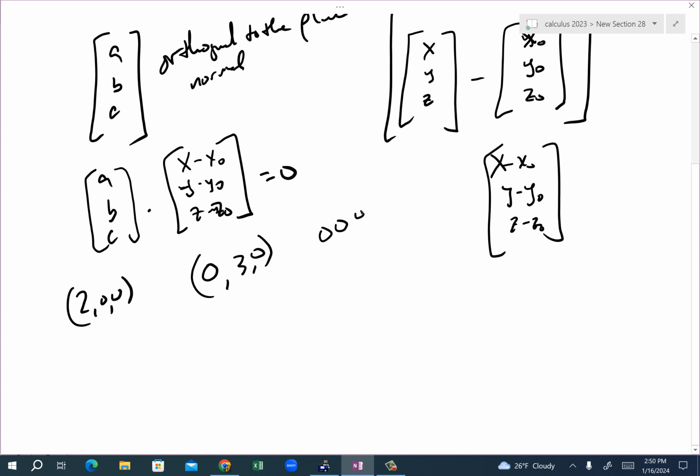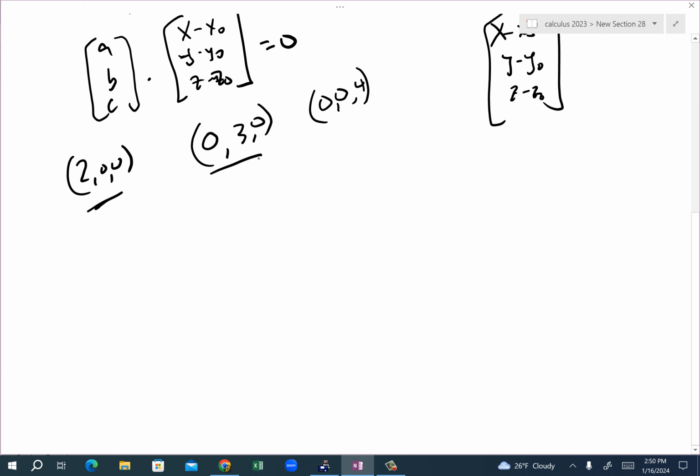Okay, so a vector from here to there is, I would go -2, 3, 0. And a vector from this one to this one, I'm going to go -2, 0, 4. So I'm just going to take the cross product of those two vectors.